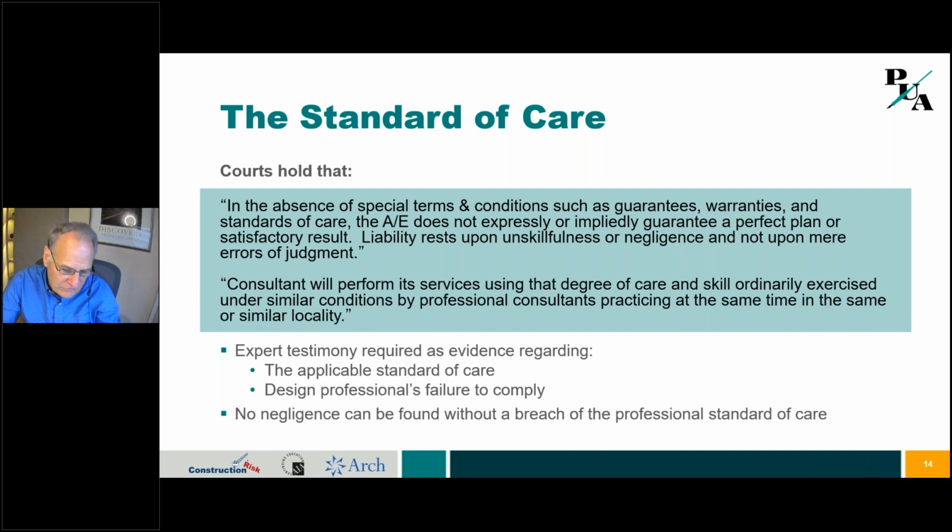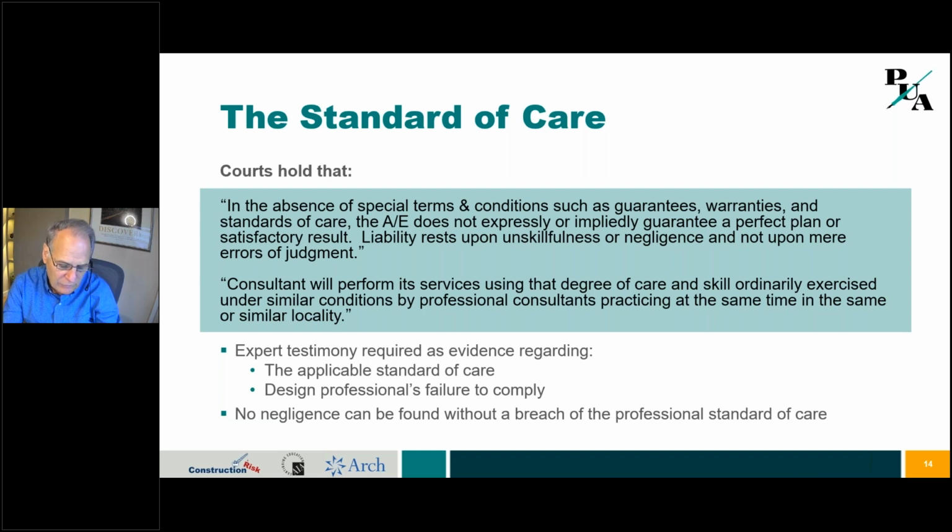So I'll see contracts sometimes that have a terrible standard of care, and we need to change that. Other times, there's no standard of care stated, and that might be fine, because where there's no standard of care, the court's going to read in what I just said right here. Expert testimony is what you need to show that you violated the standard or that you met the standard.